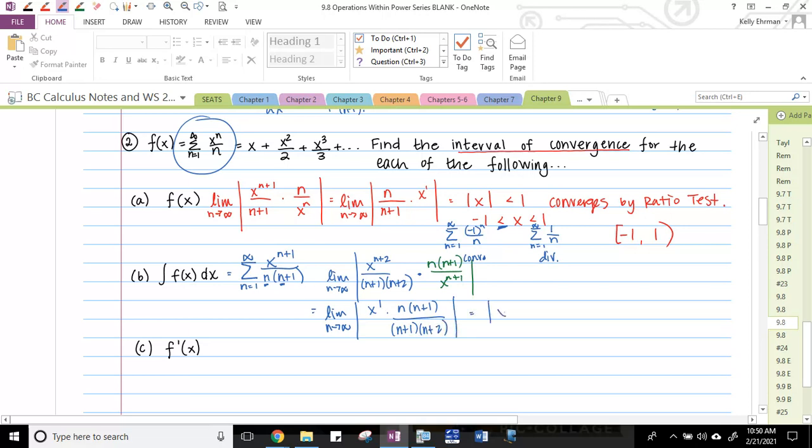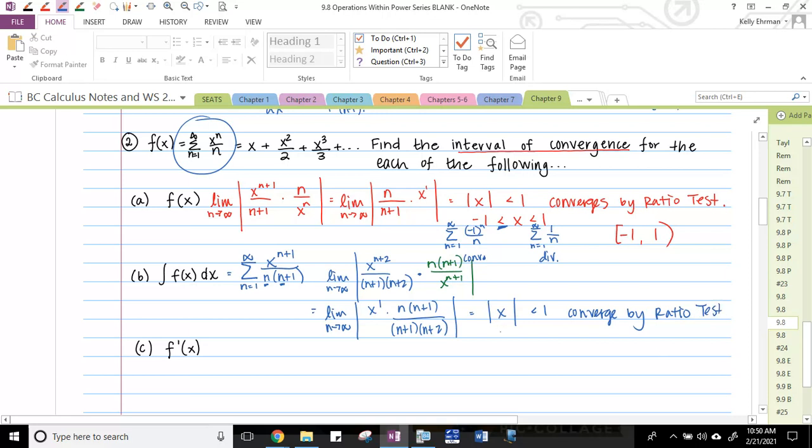So the x is still there. This is a tie, n squared over n squared. So at infinity, that becomes 1. So again, we're at absolute value of x needs to be less than 1 in order for this series to converge by the ratio test.